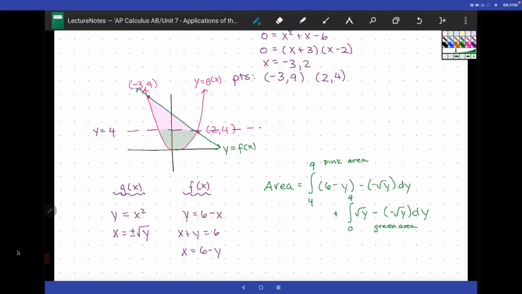Yes? Symmetrical, do you have to change the boundaries to 0 to 2? No, because you're still on the y-axis going from 0 to 4. In fact, if you think about it, when you simplify this part, minus a negative makes it plus, so you're going to have root y plus root y. You're still going to get 2 root y. So you still get the same thing. Any other questions?